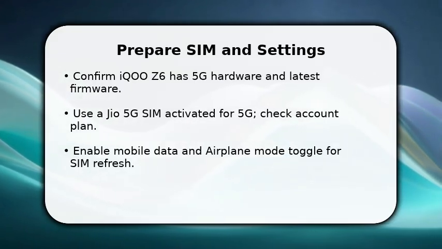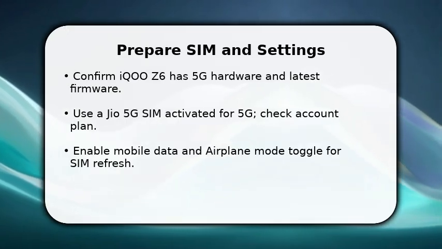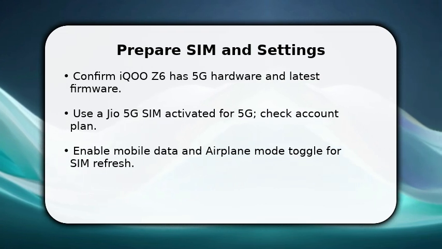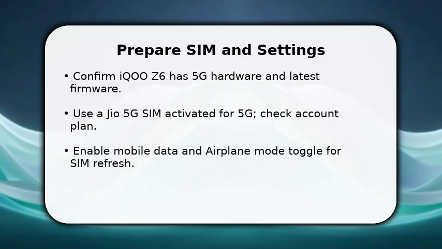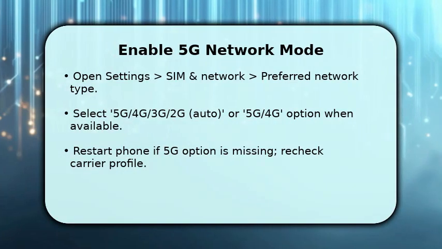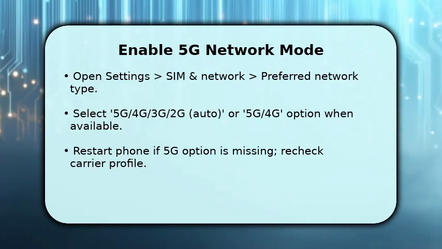Next, open Settings and go to SIM and Network to select the Jio SIM as the preferred data SIM. This jump-starts the phone to detect available 5G signals and avoids unnecessary delays. Now you'll change the network mode to prefer 5G so the phone can connect when coverage is present.